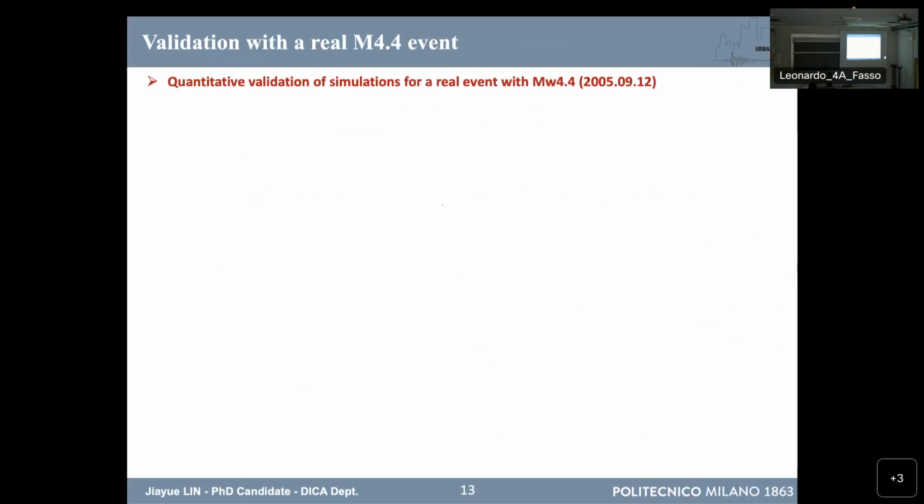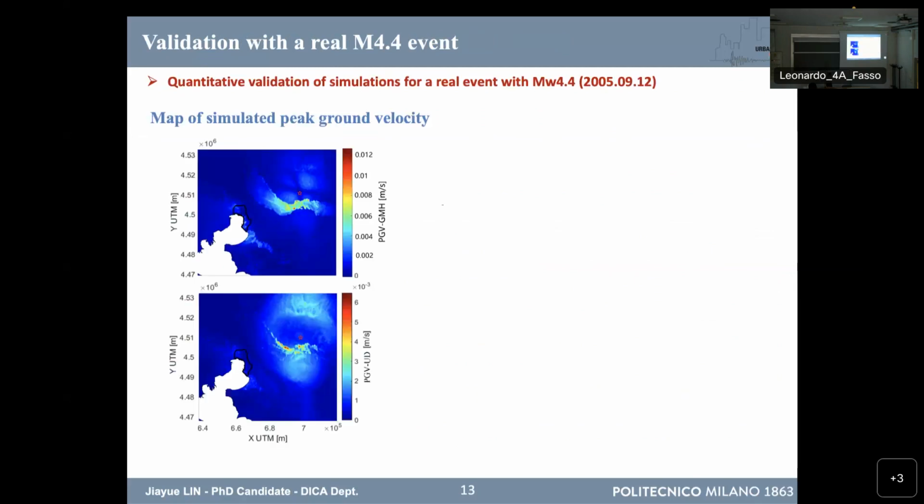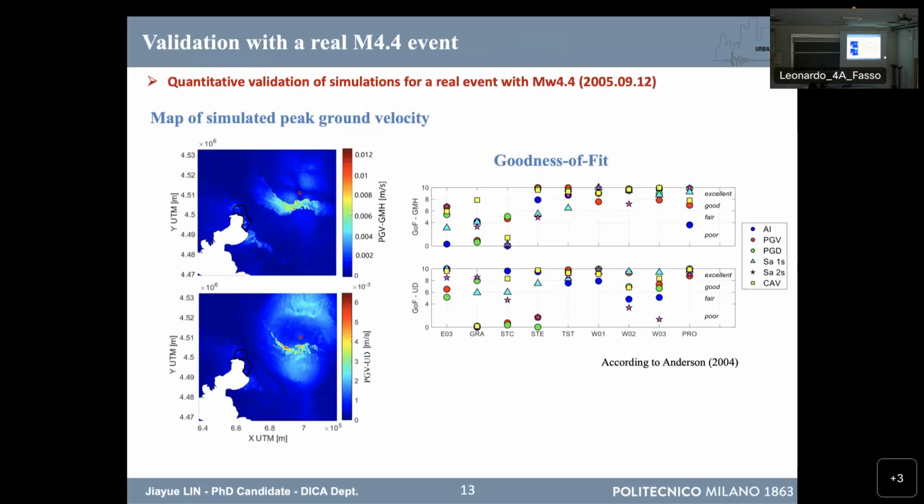Furthermore, we did another quantitative validation of the simulation for this same earthquake. This is the peak ground velocity map, in terms of the geometric mean horizontal component and the vertical component. We calculate the goodness-of-fit scores according to the criteria from Anderson. We compare 6 different earthquake ground motion intensity measures, including the peak ground motions and also the integral ground motions. As we can see, in general it shows fair to excellent scores for most stations.